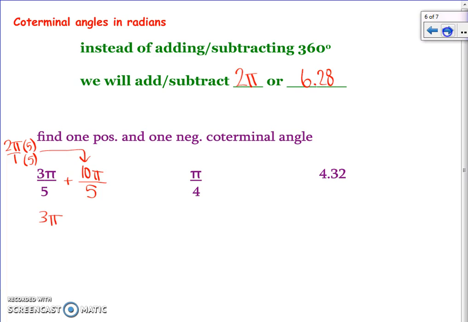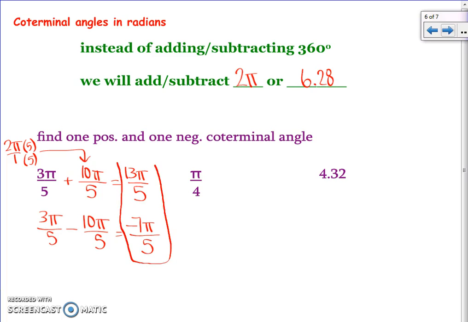And then we also have to take 3 pi over 5 minus this number. And remember, this 10 pi over 5 is really just 2 pi. We just have a common denominator with them. All right, so what is our positive coterminal angle in radians? 13 pi over 5. The negative coterminal angle? So here are our coterminal angles. Remember, these are angle measures, but they're in radians, not degrees. Okay?